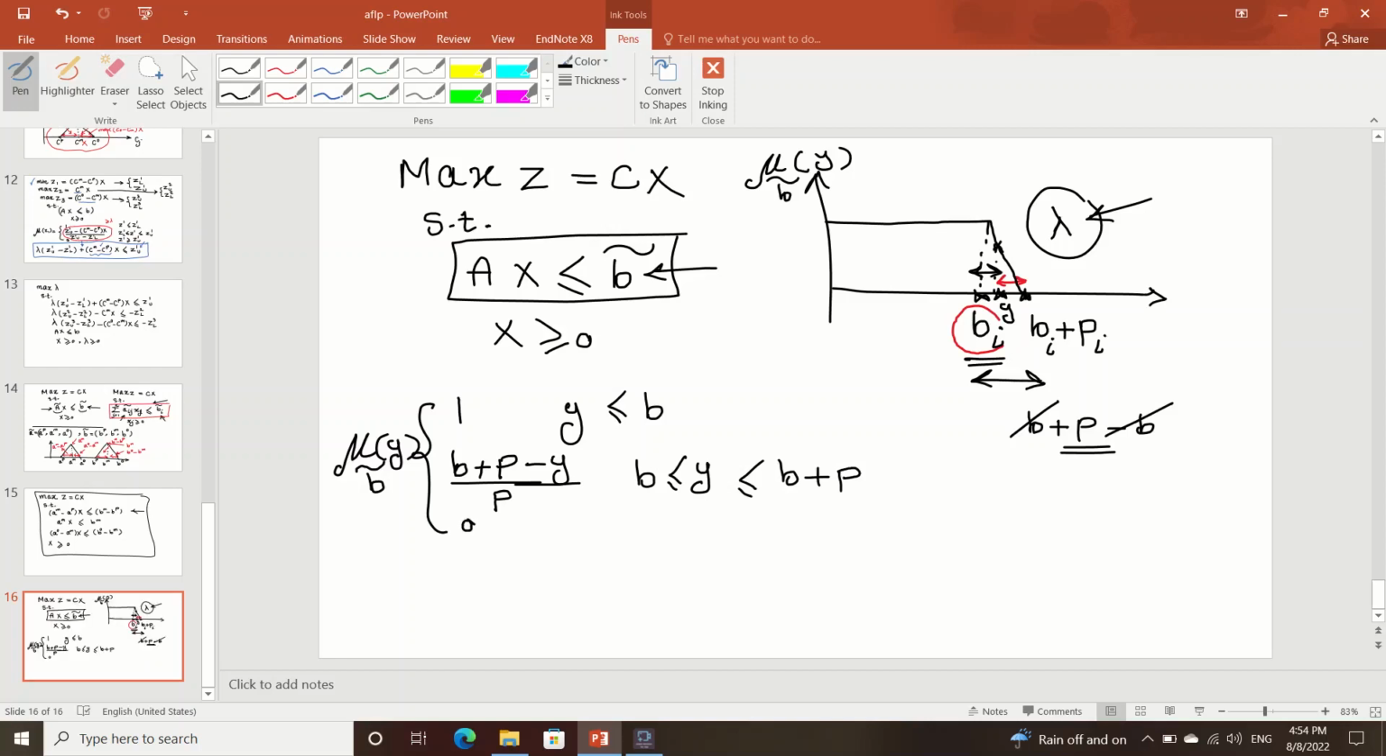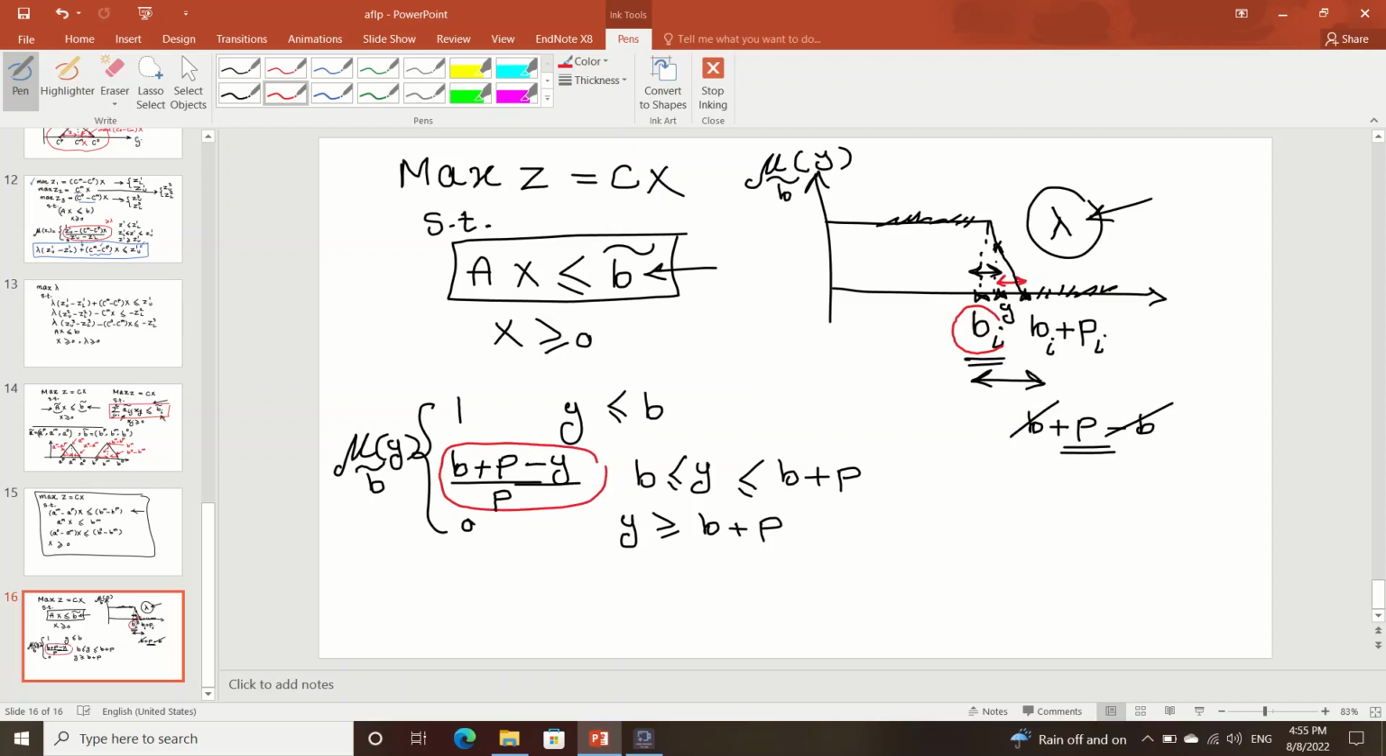and 0, the membership degree equals 0 for y greater than b plus p, as you see in this part, and 1 as you see in this part. Okay, and for a constraint that is greater than the right hand side, you must change this equation fraction.